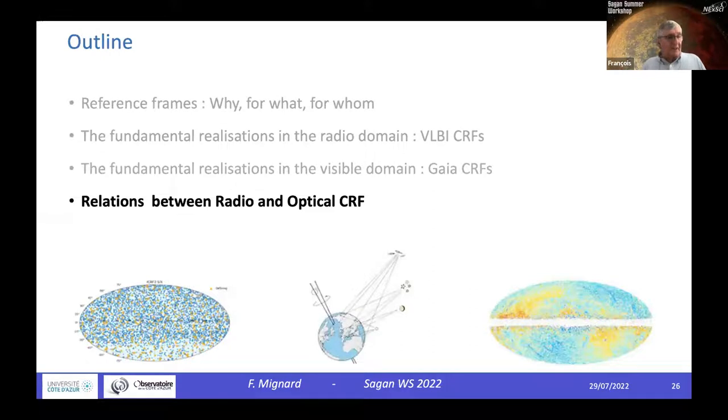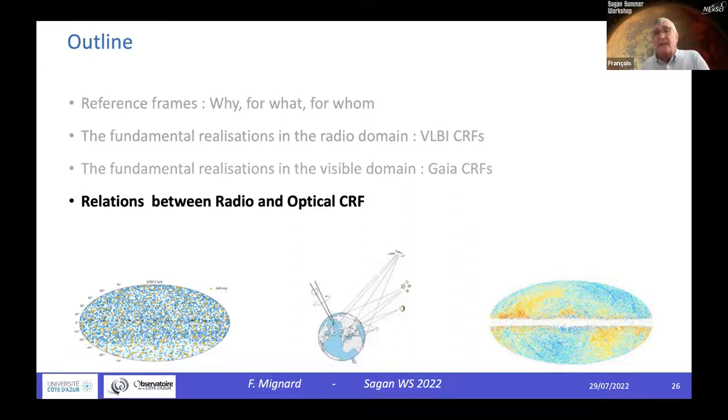So let's come to the relationship between the two. We then have two realizations that are useful. One in radio, that is useful for geodetic purposes, for the rotation of the Earth. There is no competition between the two. We are happy, lucky now, to have two techniques which allow us to realize a frame meeting the prescription of the ICRS. The ICRS does not define the technique. It's just using the state-of-the-art technique we have at the moment.